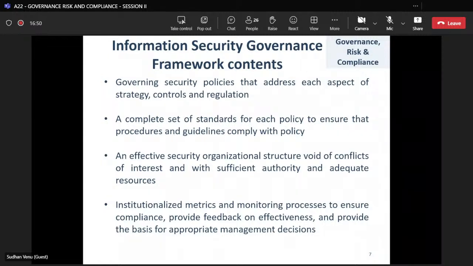Next is governance security policies that address each aspect of strategy, control, and regulations. When making an effective organization structure, we have to avoid conflicts of interest, and with sufficient authority and adequate resources we have to maintain standard policies to ensure the procedures and guidelines comply with the policies. So these are the base level of the framework content in terms of the ISG process.